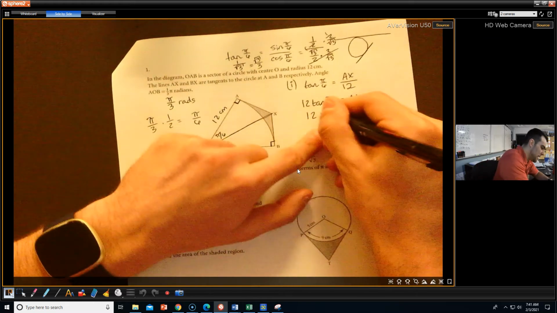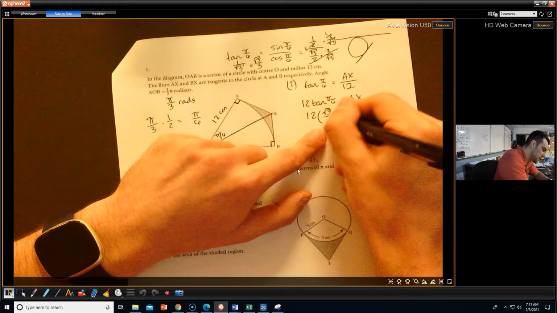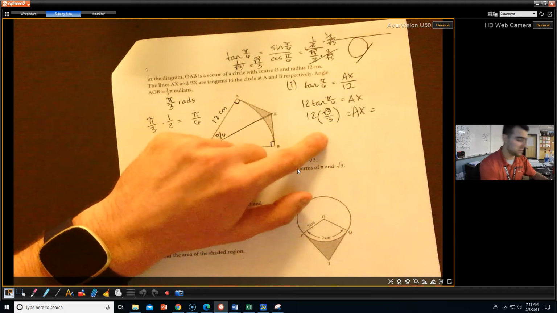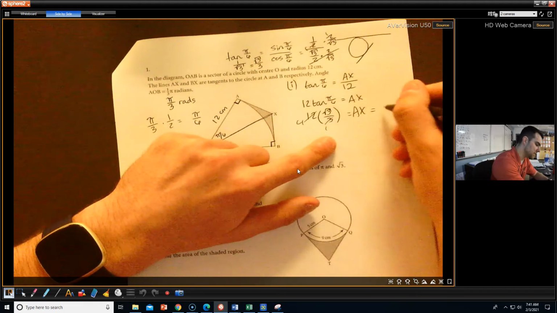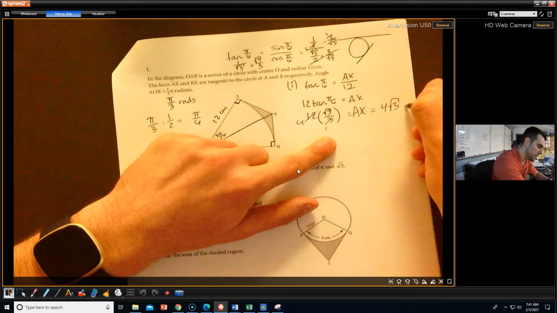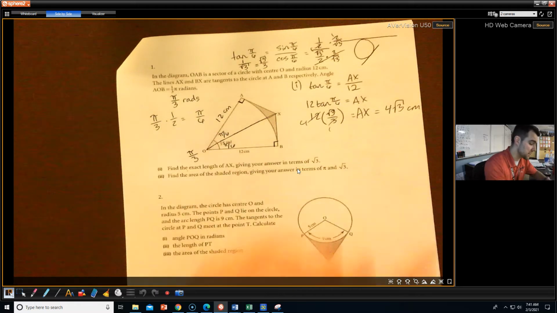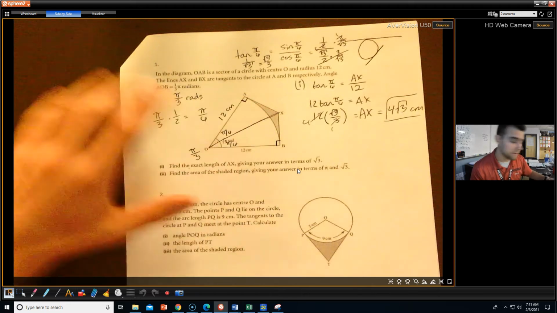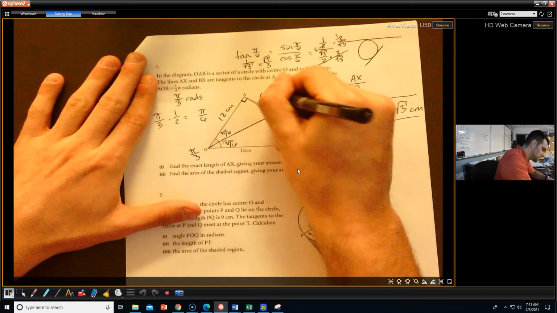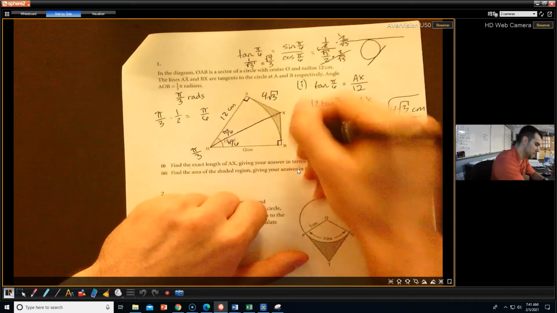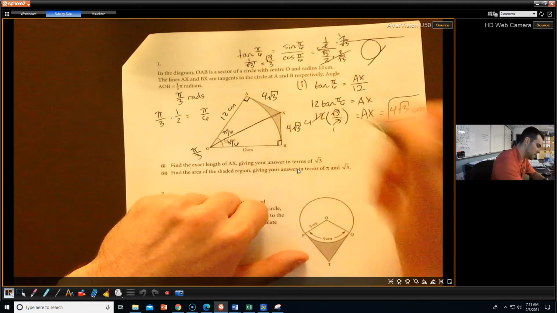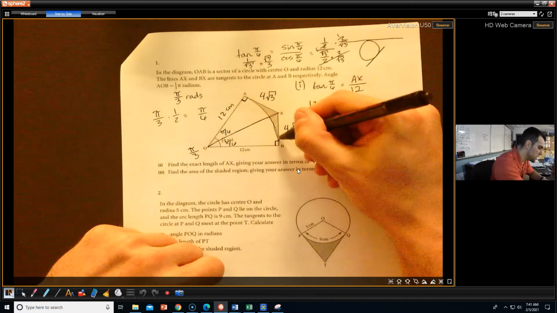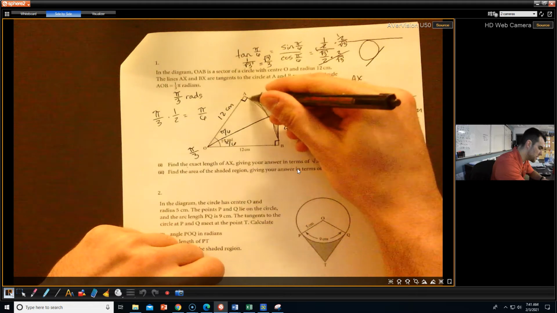So 12 times square root of 3 over 3 is equal to AX. And I can reduce this. This is 1, this is 4, so my answer is 4 square root of 3. And we're working in centimeters. Okay? So that's my side length right there, 4 square root of 3. That would also be this side length as well if I wanted to write that down. Part 2. It's now asking me to find the area of this shaded region right here. Okay.